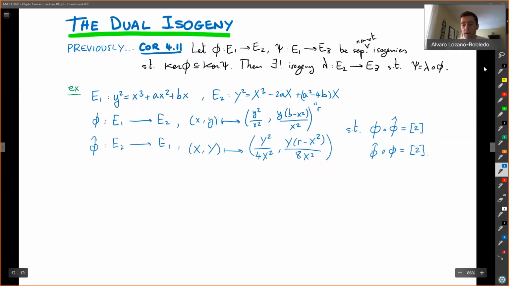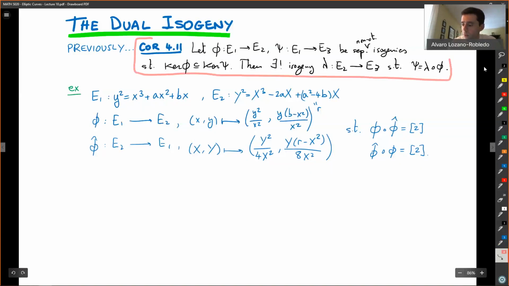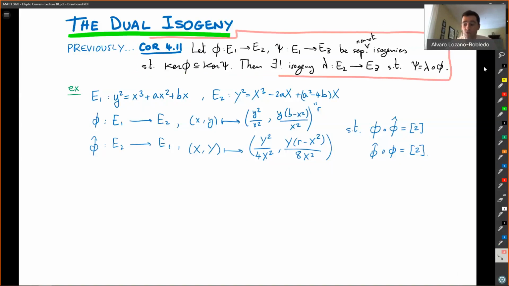Hello, everyone. Welcome back. We're going to finish our discussion on isogenies, talking about the dual isogeny of an isogeny. Just a reminder, I'm going to use this in a moment. We proved this corollary 4.11 that says that when you have two separable non-constant isogenies from E1 to E2 and E1 to some other curve E3, if one kernel contains the other, then there is a third isogeny, lambda, such that psi is the composition of lambda and phi. Okay, we're going to use that in a second.